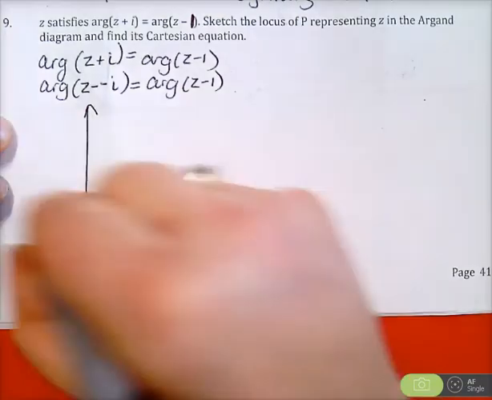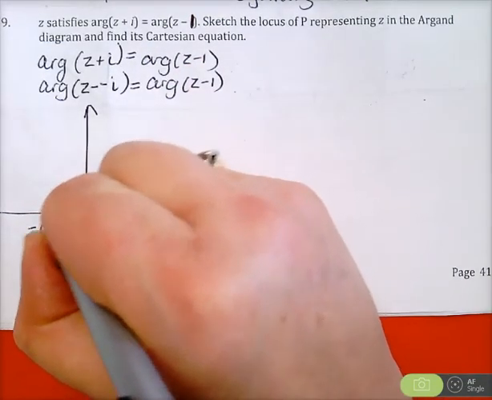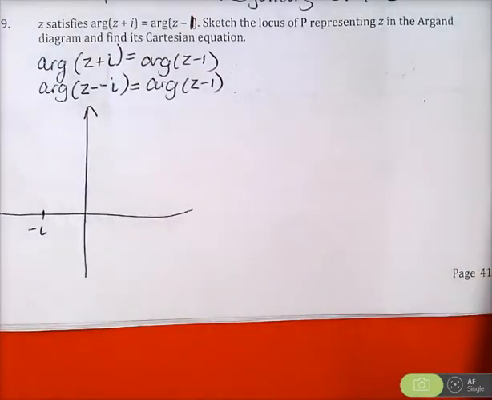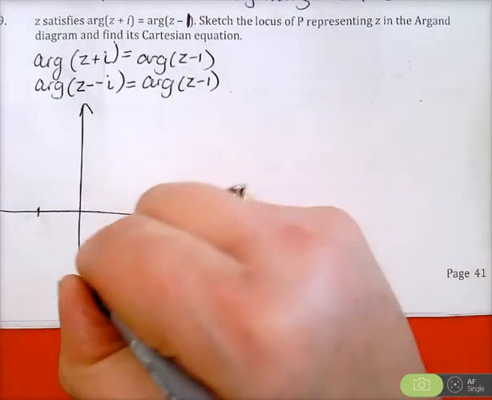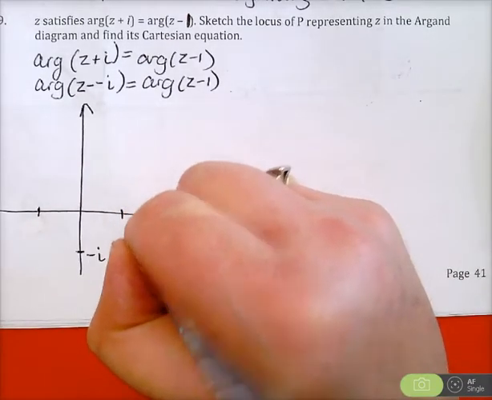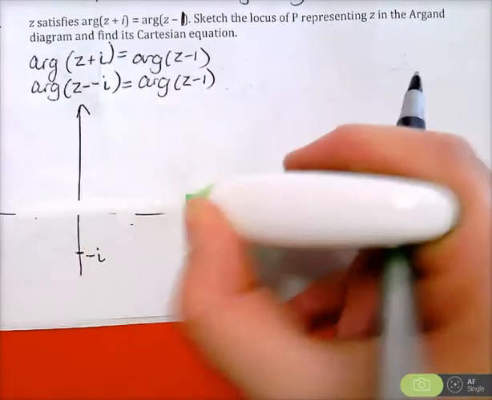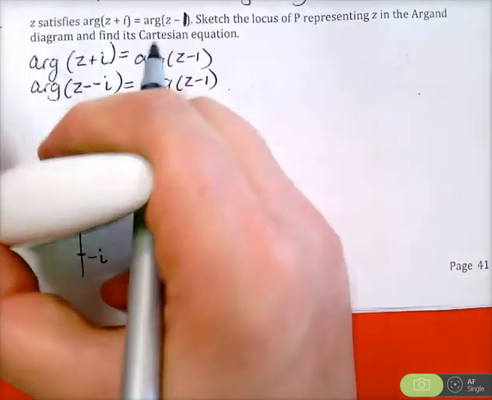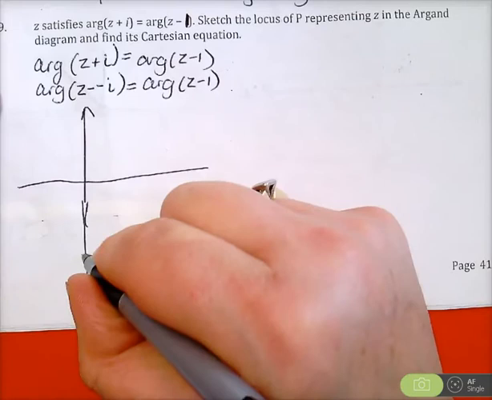So let me just draw it. Because z plus i is at negative i. Just got to draw it. Oh, that's not negative i. That's negative 1. Negative i is down here. And 1 is here. Actually, I need to make it bigger. Right, let me just make this all a whole lot bigger. Sorry. We just need to see.